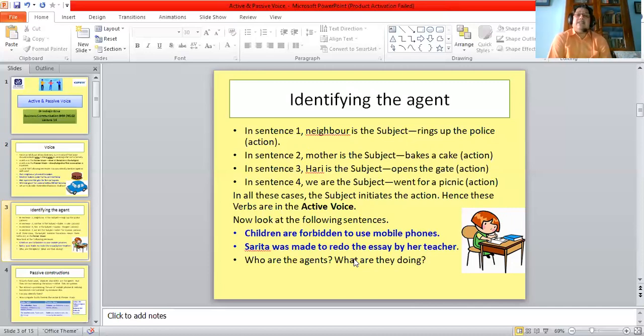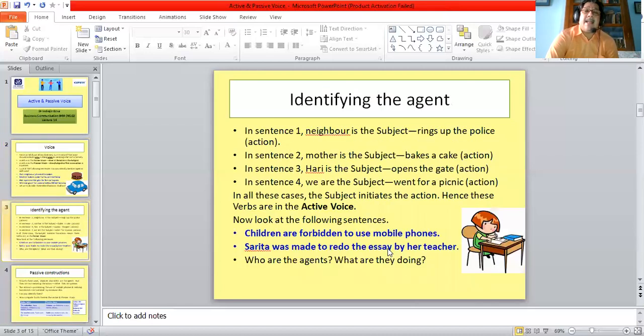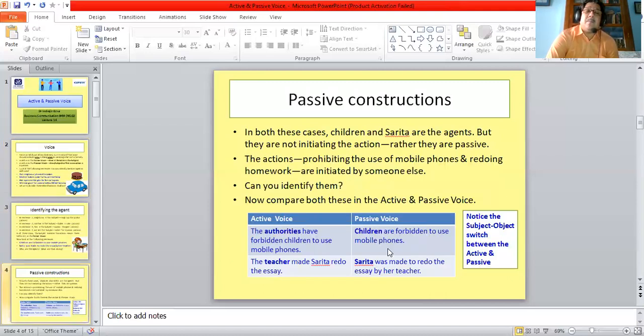What are they doing? So, children are forbidden to use mobile phones, and Sarita was made to redo the essay by her teacher. Now, in both these cases, something is happening to Sarita and the children. They are not active but passive.